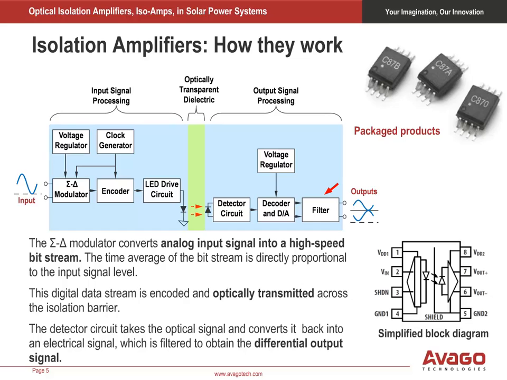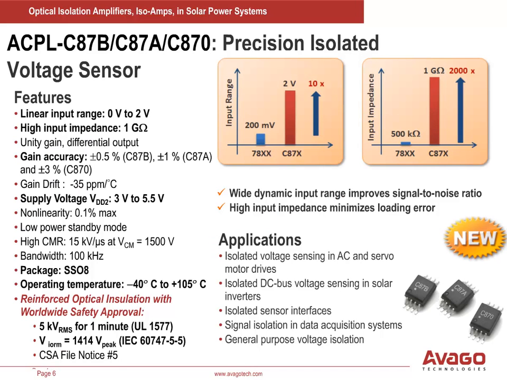Avago isoamps are offered in many package styles: the traditional DIP-8 with surface mount and through-hole options, a compact SO16, and the new stretched SO8 package. The stretched SO8 package is 30% smaller than the DIP-8 version. Avago has an active design program geared to bringing new products to the solar energy market. The ACPL-C87B, C87A, and C870 series of voltage sensors are but one example.